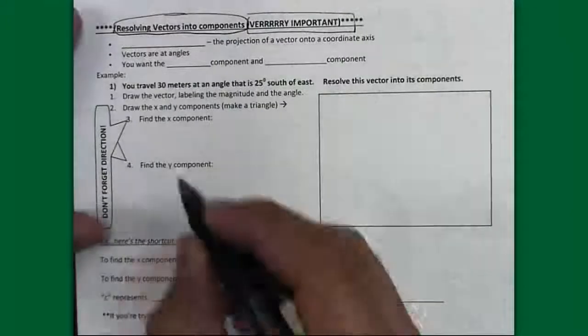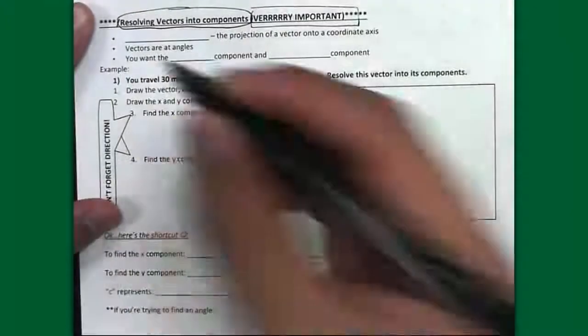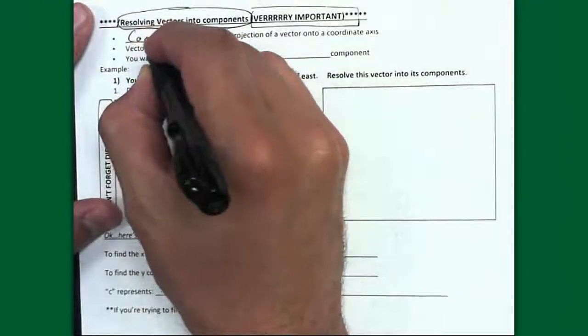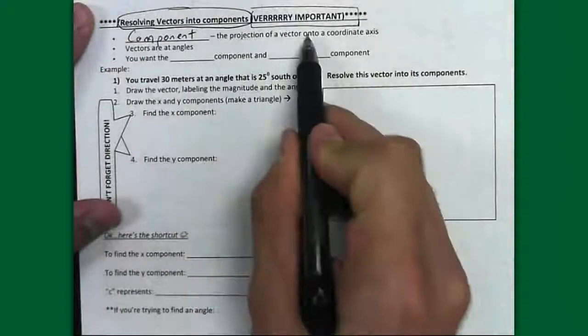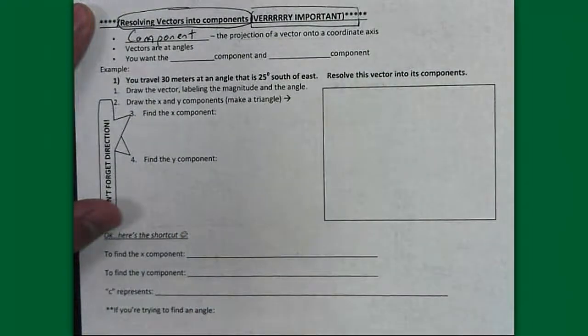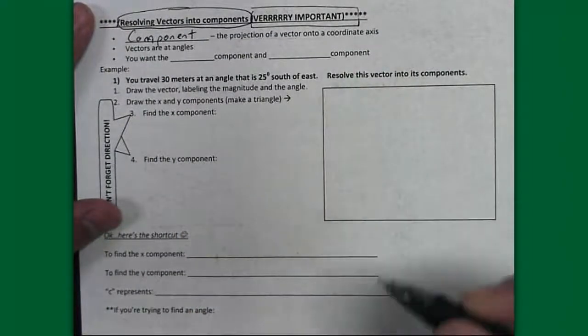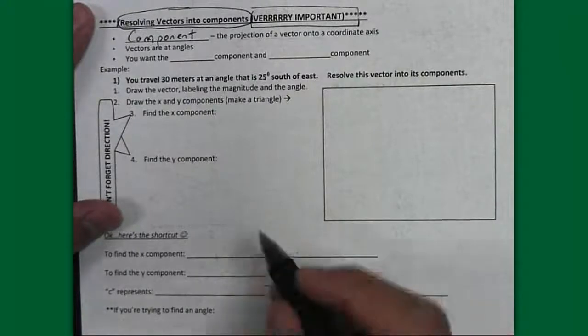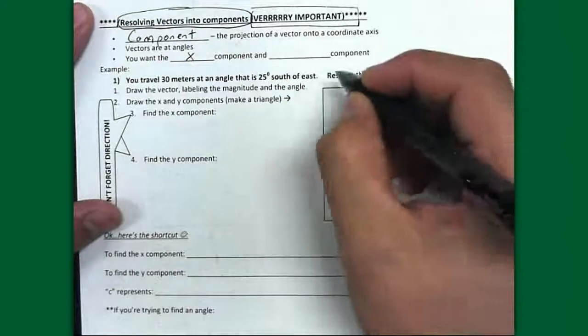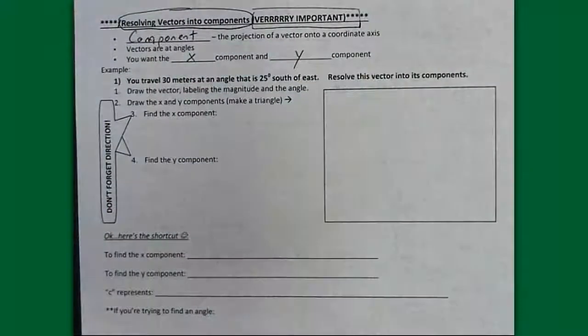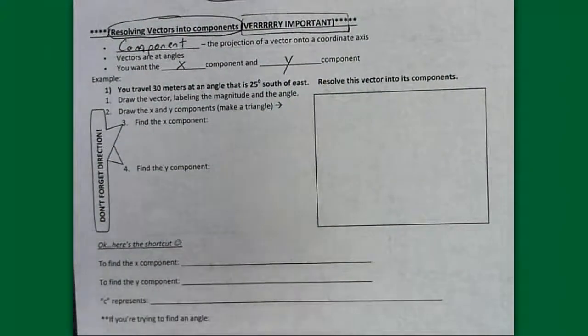All right, so you may not know this, but we've already been using this word, but what it means is this. The component is the word that you've heard already, and that's simply the projection of a vector onto a coordinate axis, the y-axis and the x-axis. In resolving a vector, what we're doing is we want to find the x component of that vector and the y component of that vector. Here's what I mean by that.